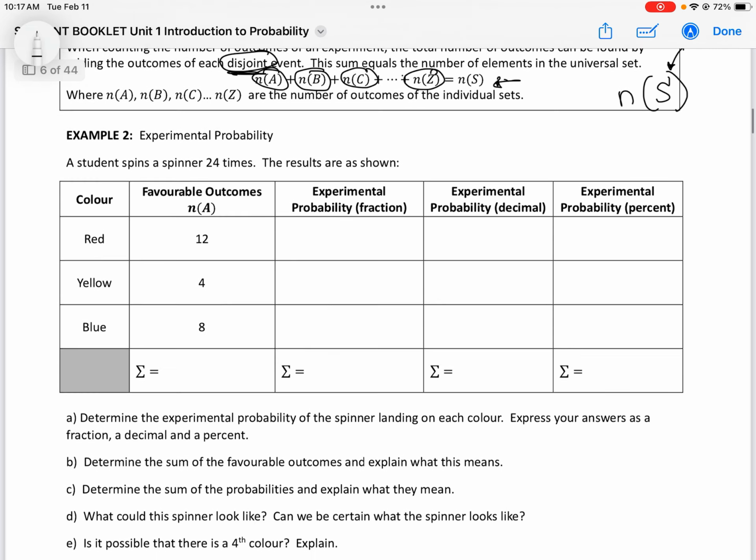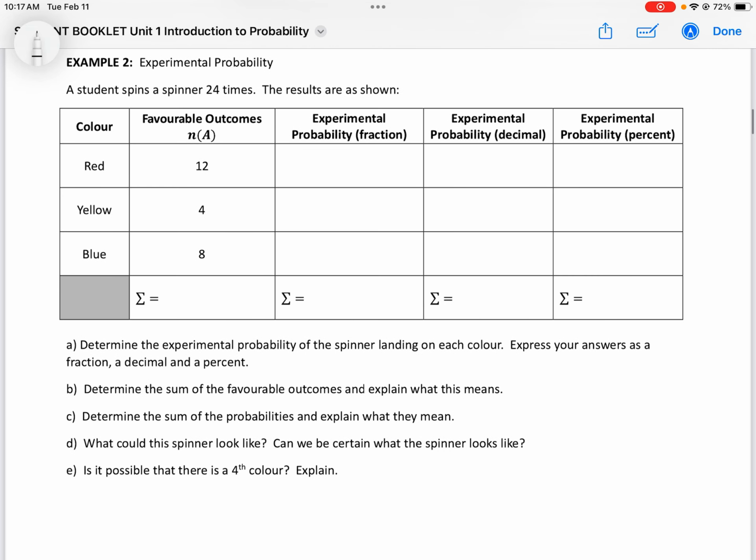Okay, so let's actually see a hands-on example for experimental probability. A student spins a spinner 24 times. Okay, these are the results. So the results are red, yellow, or blue: 12, 4, and 8. Those add to 24. So this right here is called a sum, and that just means add them all up.